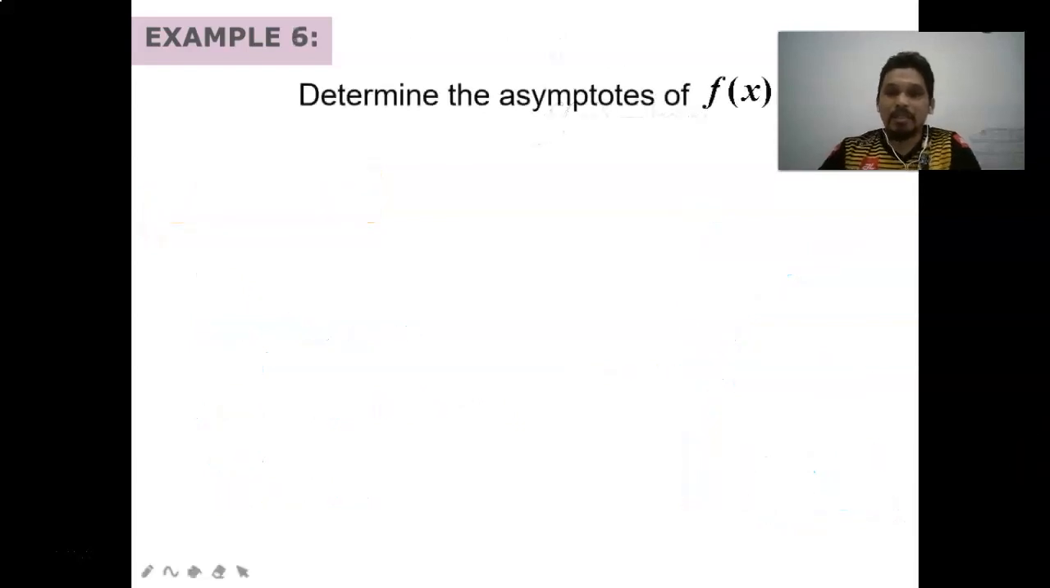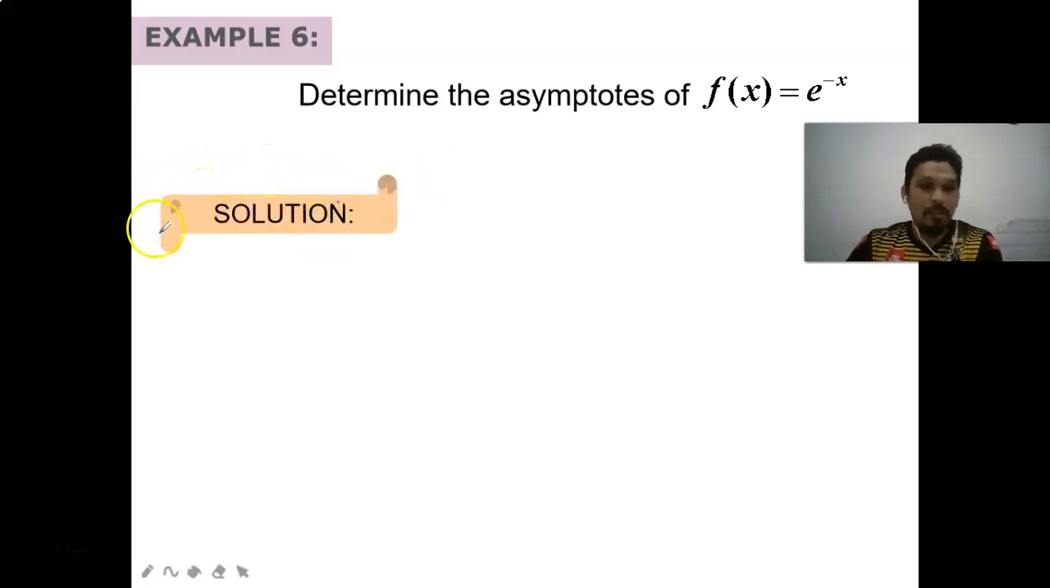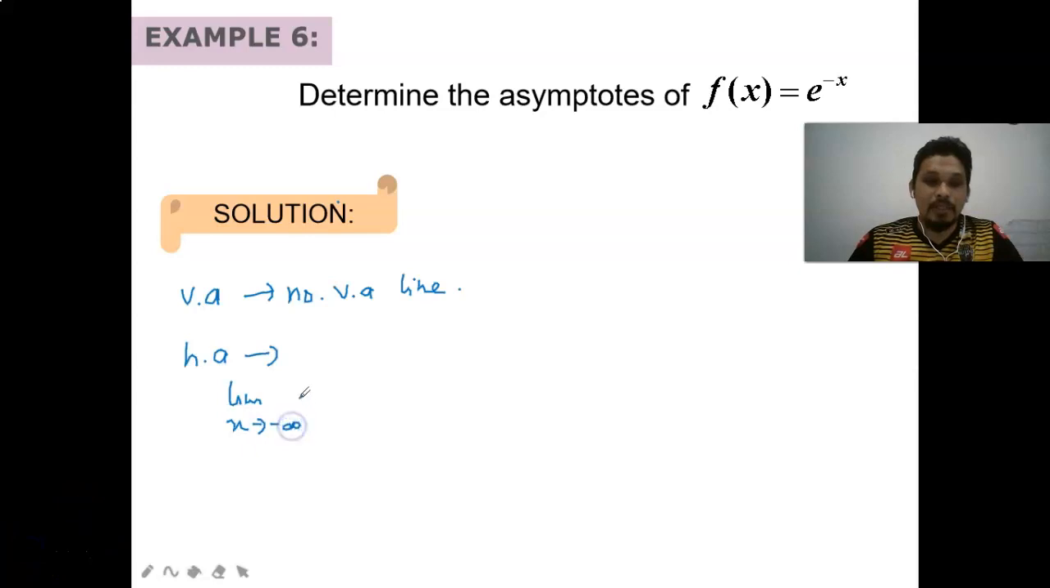And determine the asymptote of f(x) equal to e to the power of negative x. Okay. So the solution here: for the vertical asymptote, there is no vertical asymptote line. And then for the horizontal asymptote, we take the limit as x approaches negative infinity of the function; infinity is just a symbol here.